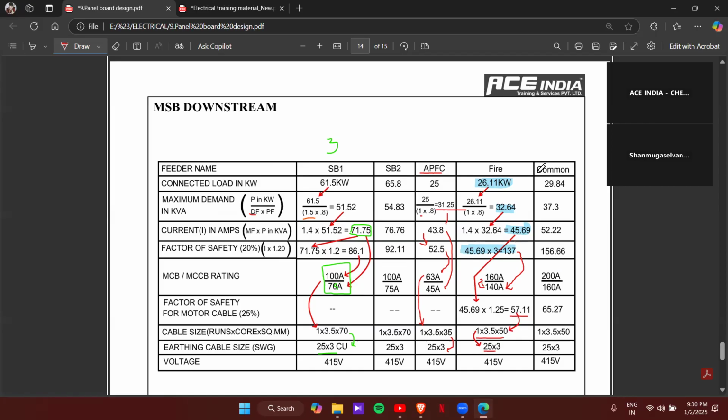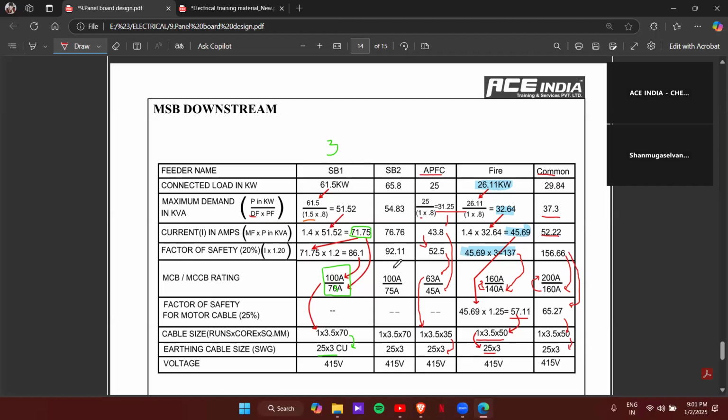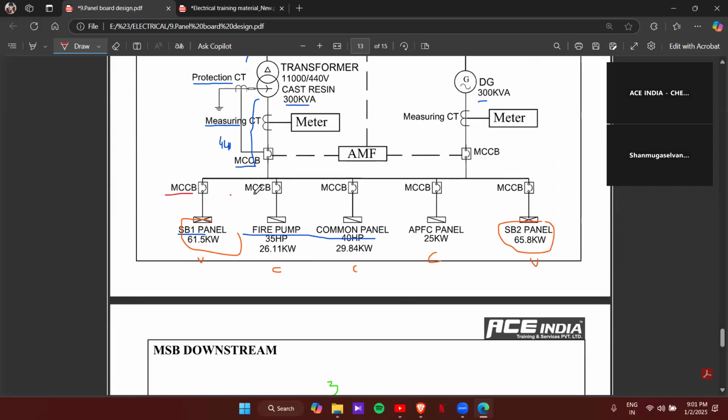Then the same way, next is the common panel. The common panel is also a motor panel. So here also same as before. 37.3, then we have the current rating 52, then into 3 times is 156, round off to 160. After 160, the next available rating will be the switch value, and based on 25%, we will take the cable size, then the earth. So that's how you design the MSP panel. This is the rating for these individual MCCBs.